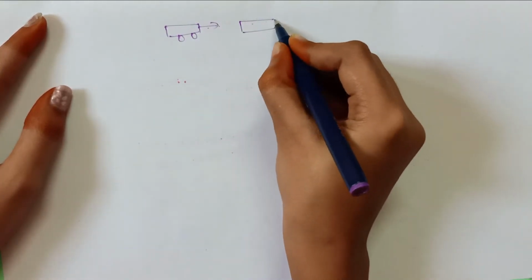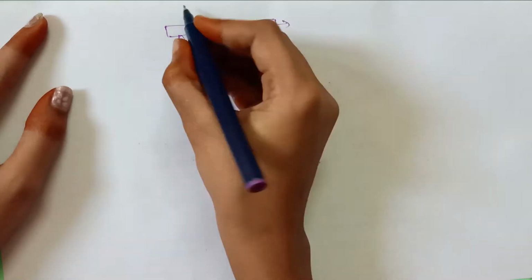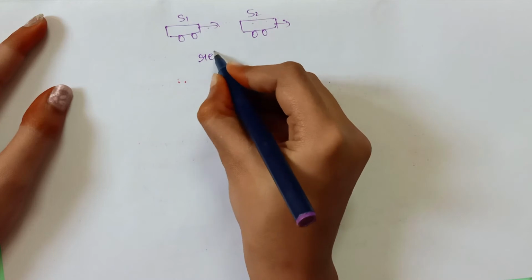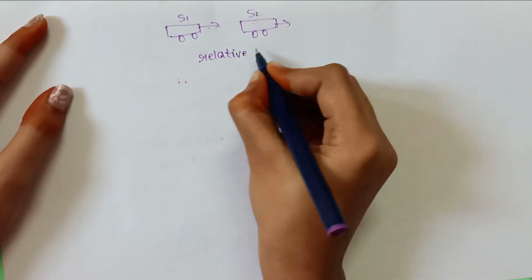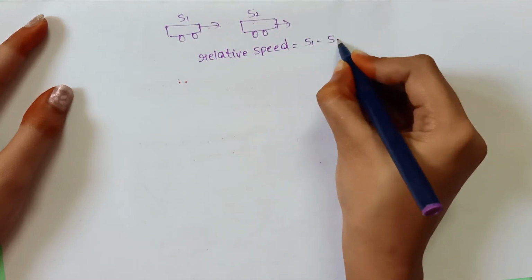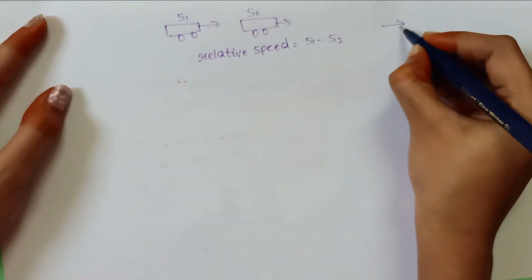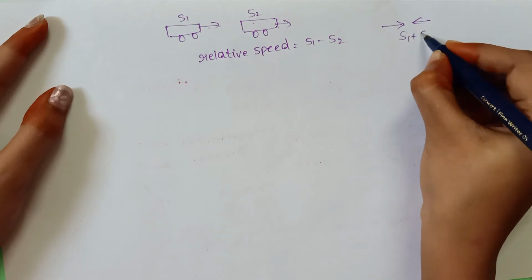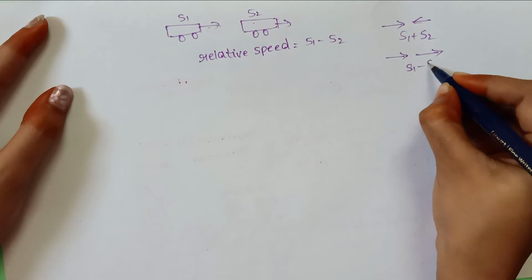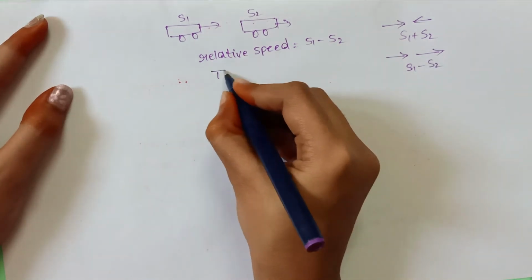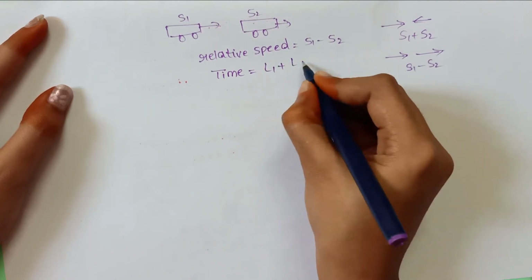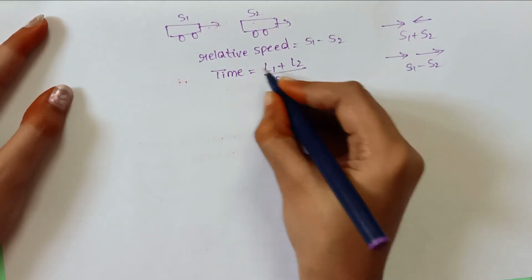When two trains are moving in the same direction, with speeds S1 and S2, the relative speed is equal to S1 minus S2. When they move in opposite direction, S1 plus S2. If they move in the same direction, S1 minus S2. If they ask us to find time, time is equal to L1 plus L2 by RS, the relative speed.